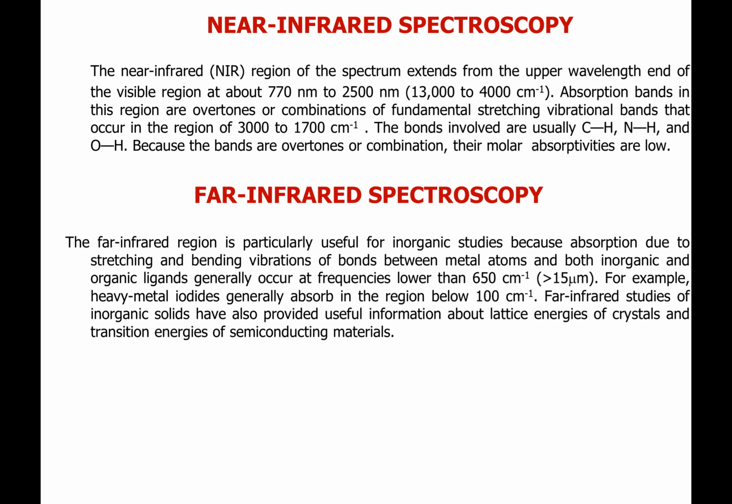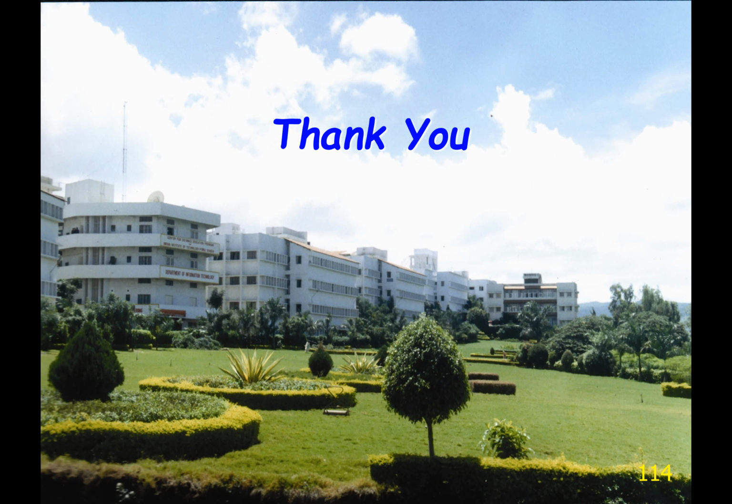In far infrared spectroscopy, the far infrared region is particularly useful for inorganic studies because absorption due to stretching and bending vibrations of bonds between metal atoms and both inorganic and organic ligands generally occurs at frequencies lower than 650 cm⁻¹. For example, heavy metal iodides generally absorb in the region of 100 cm⁻¹. Far infrared studies of inorganic solids have also provided some useful information about lattice energies of crystals and transition energies of semiconducting materials.